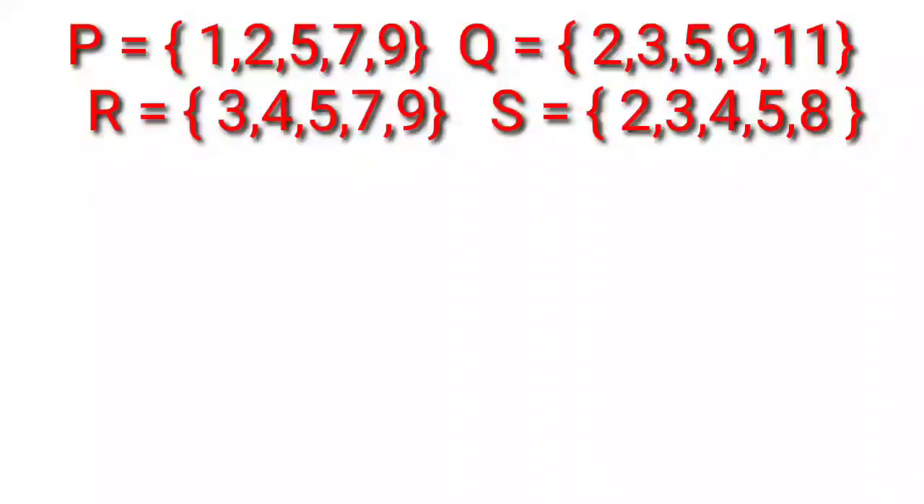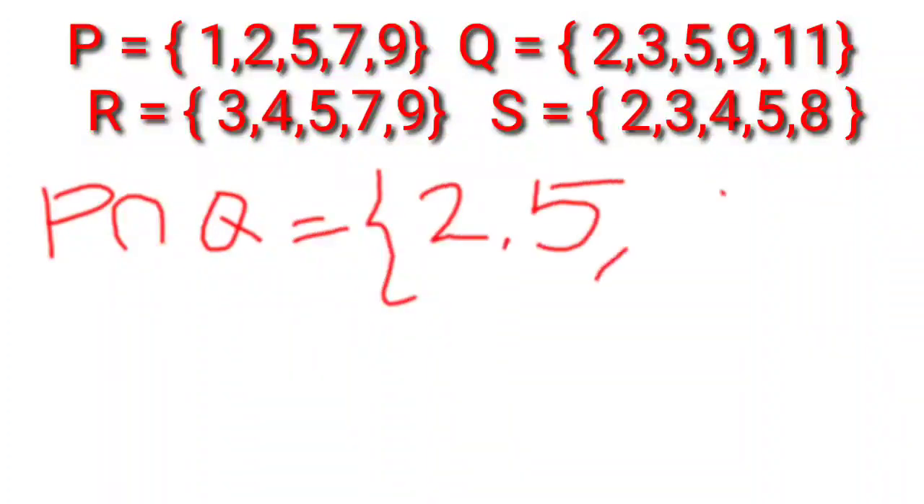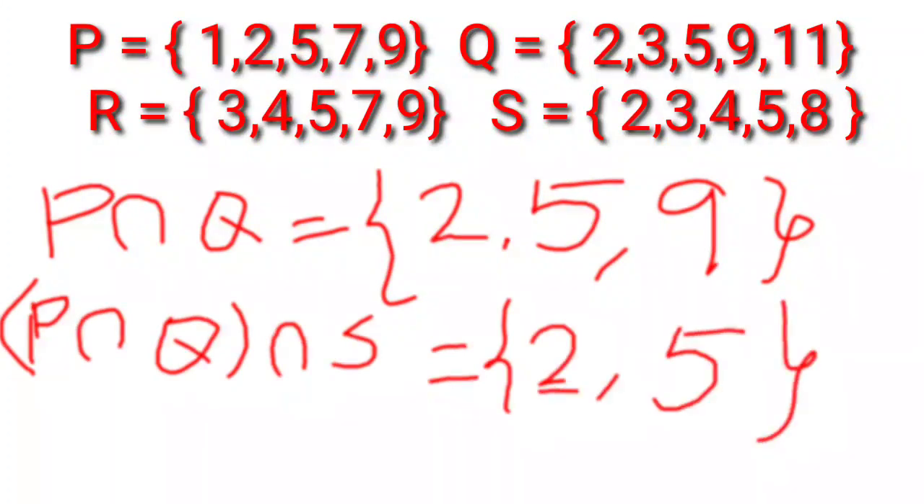Okay, for the second sum, first you have to find P intersection Q. Here the common elements between P and Q are 2, 5 and 9. Then the intersection of this set with S. Here the common elements are 2 and 5.